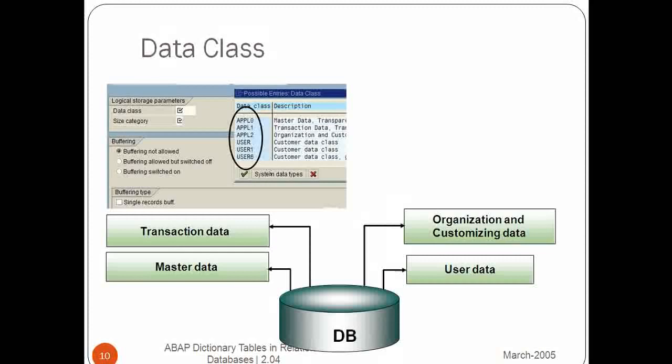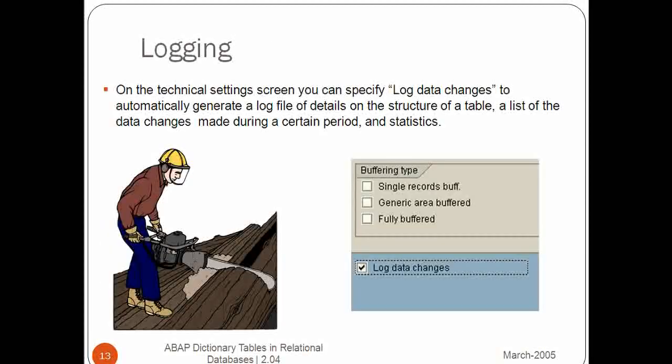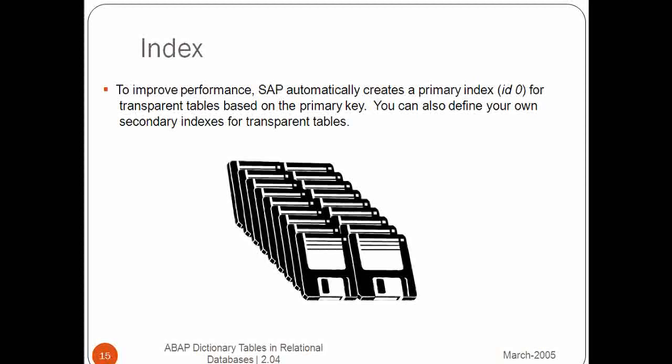Data class shows transaction data, master data, already covered, so I will just pass the slides. Size category will tell you how many entries the table could store. Buffering types are single record buffering, generic record buffering, and full buffering. Logging: if you tick this button, it will store the details of the changes going through this table. Maintain the technical settings, you can check that. Database utility was covered earlier. It's an interface between the dictionary and the database.